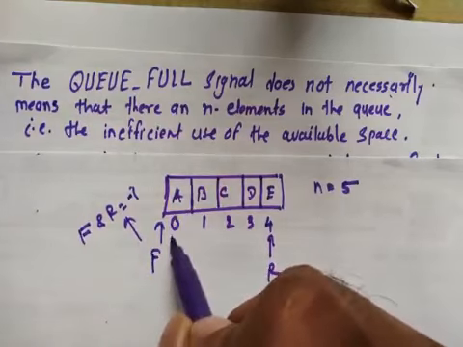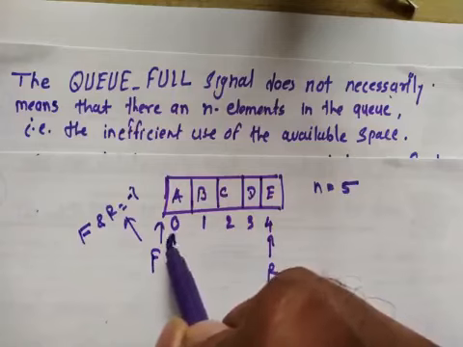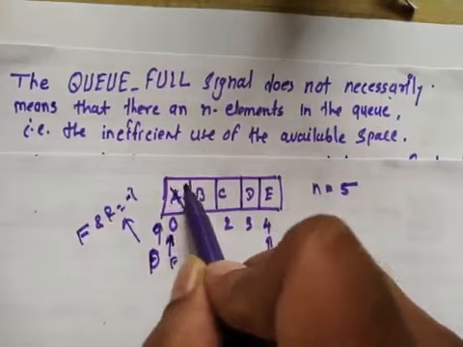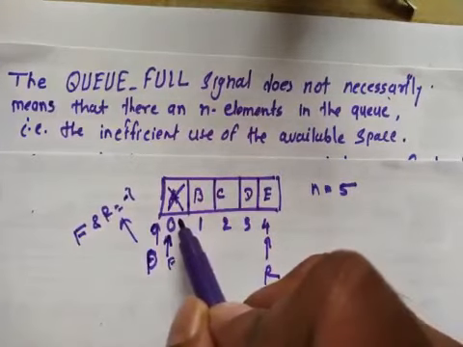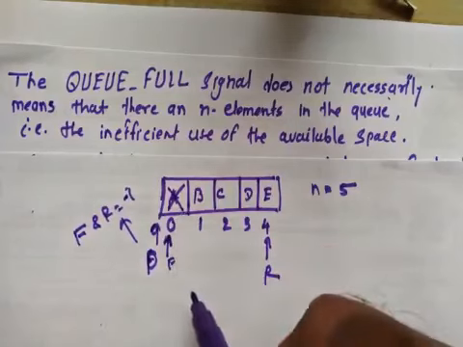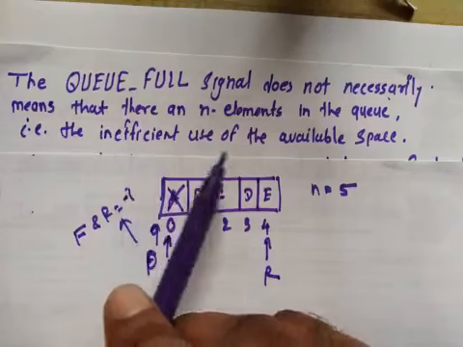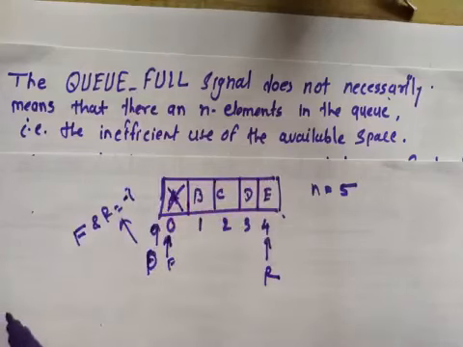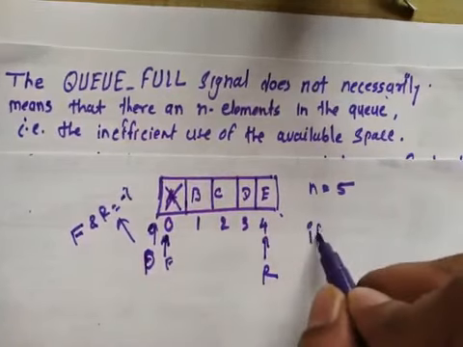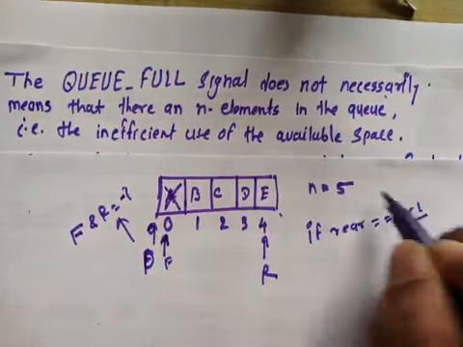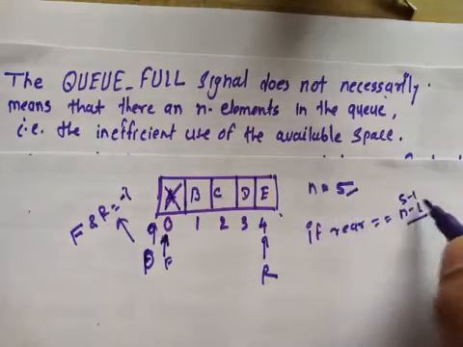By default this front goes to index 0. Now my front is pointing to index 0, meaning this element is deleted, and this place is vacant. Now suppose I insert an element inside the queue. Whenever we insert an element into the queue, it will check whether the queue is full. How are we going to check? If rear is equal to n minus 1. What is n minus 1? That is 5 minus 1, that is 4.